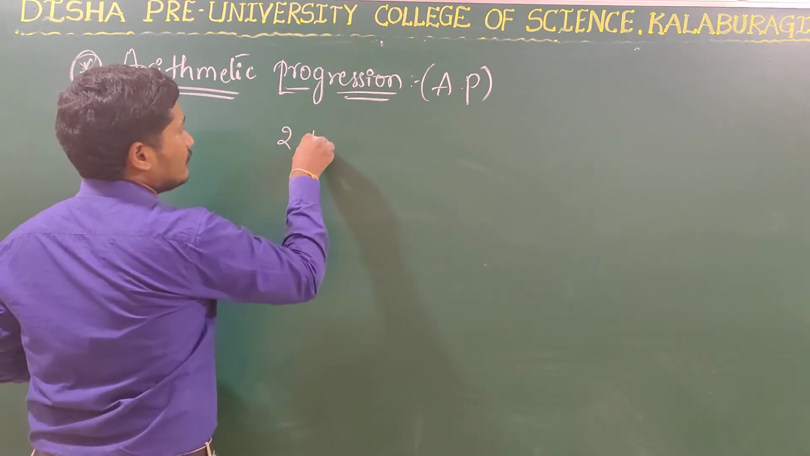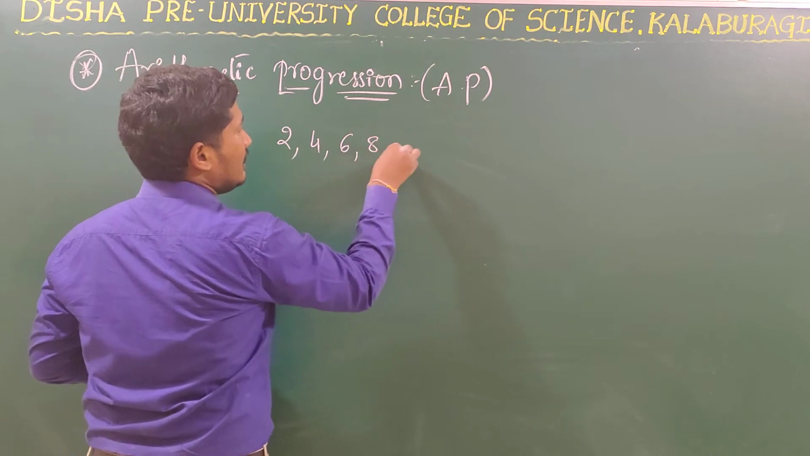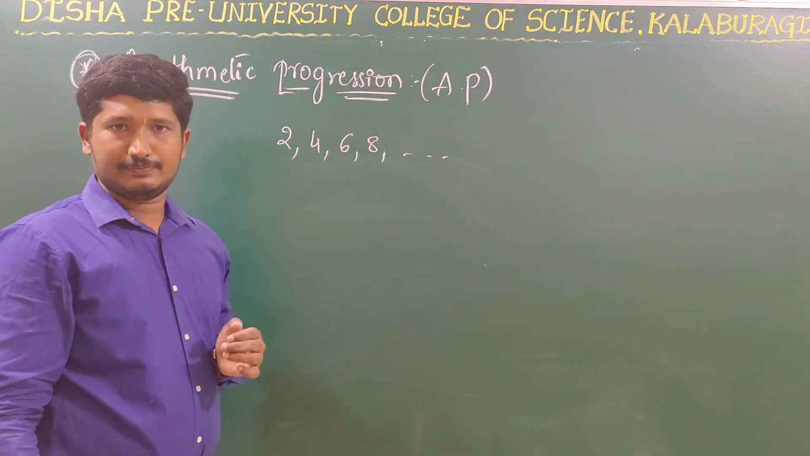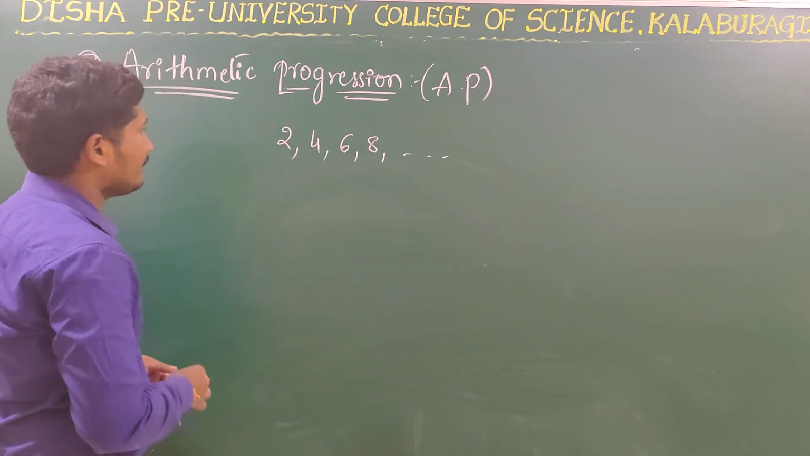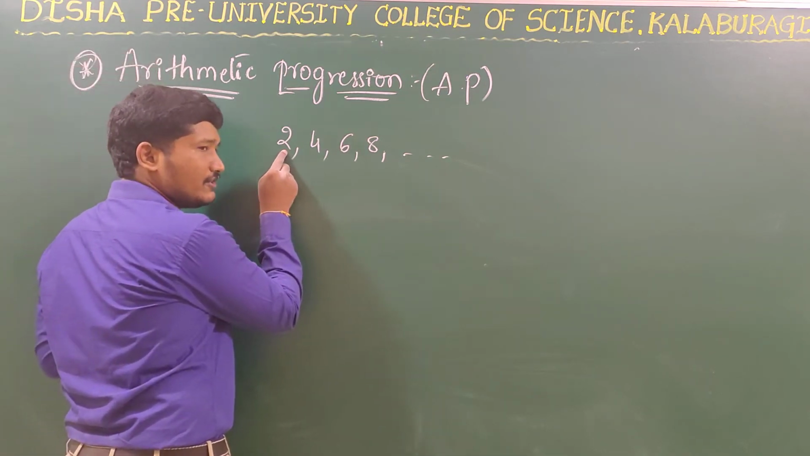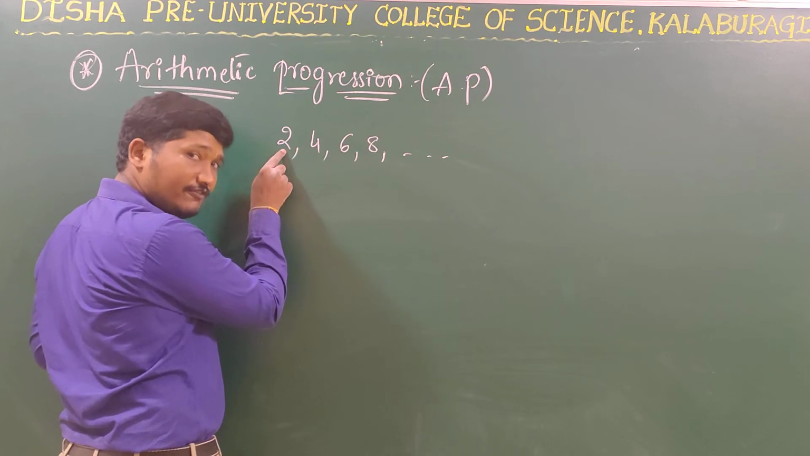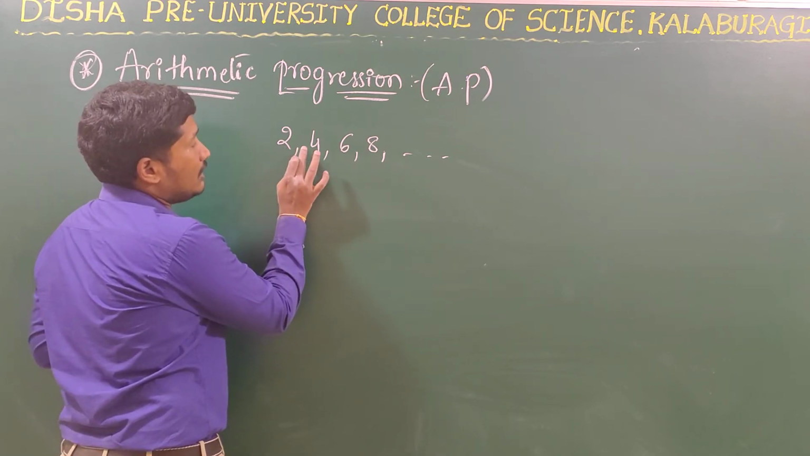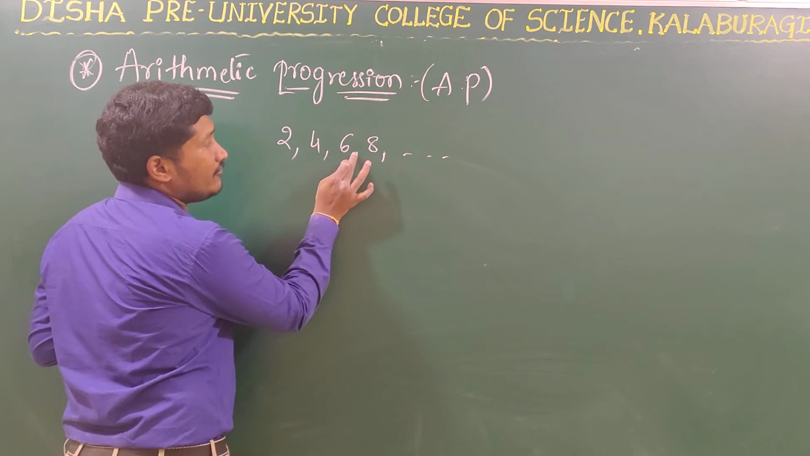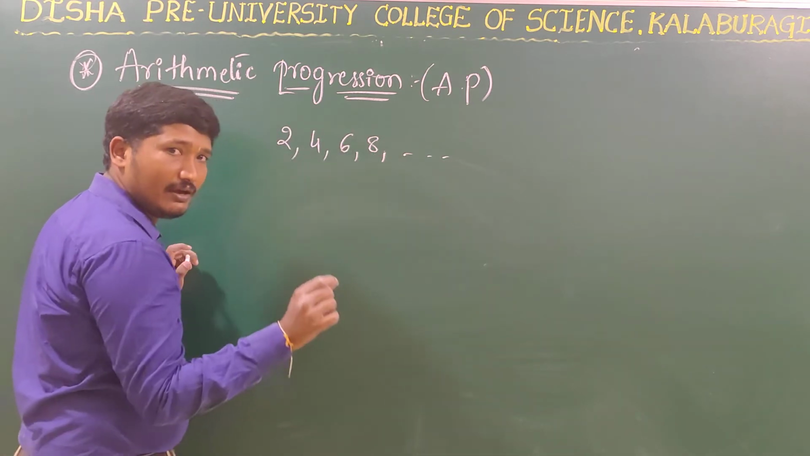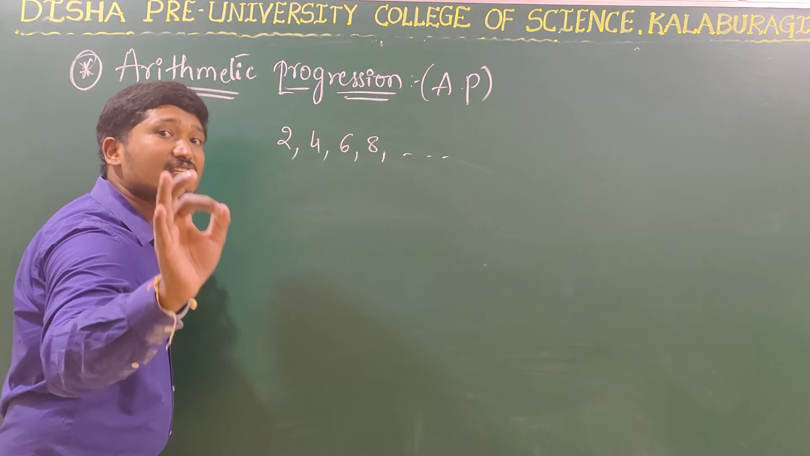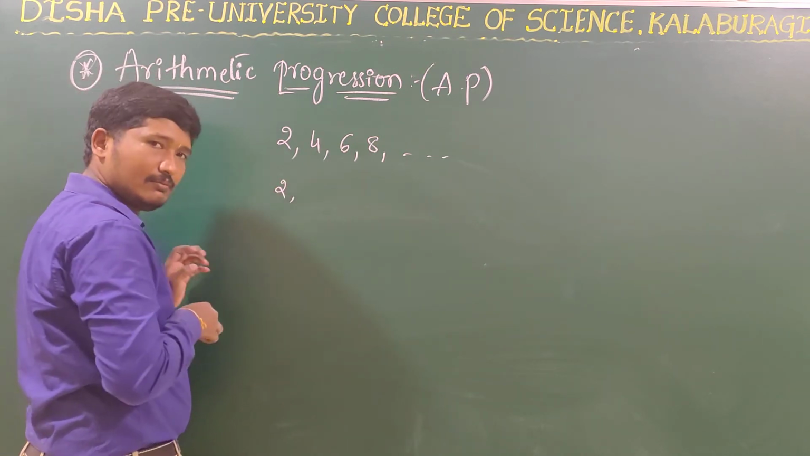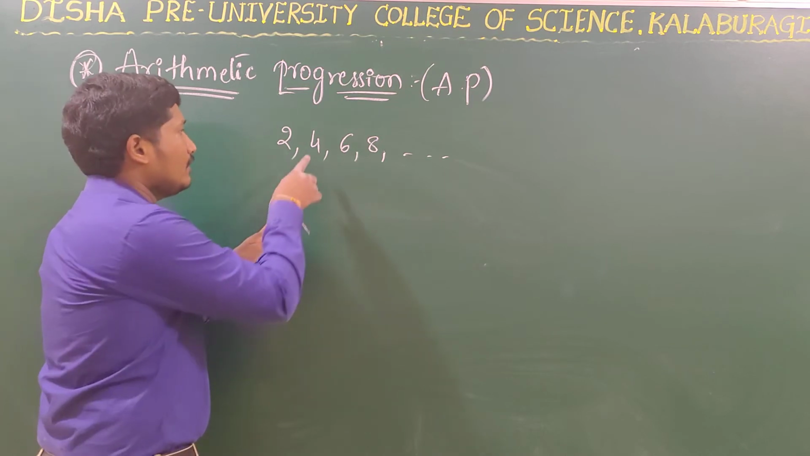2, 4, 6, 8, so on. This is a sequence of what? These are even numbers, right? So see here, first term is 2, so except the first term, each and every term is obtained by adding a fixed number. What is that? See, first term you just keep it as it is.